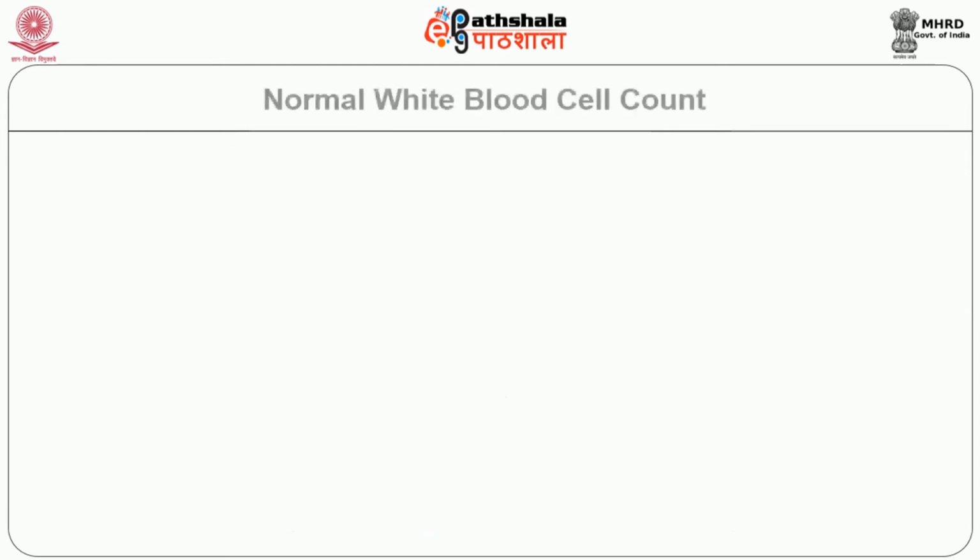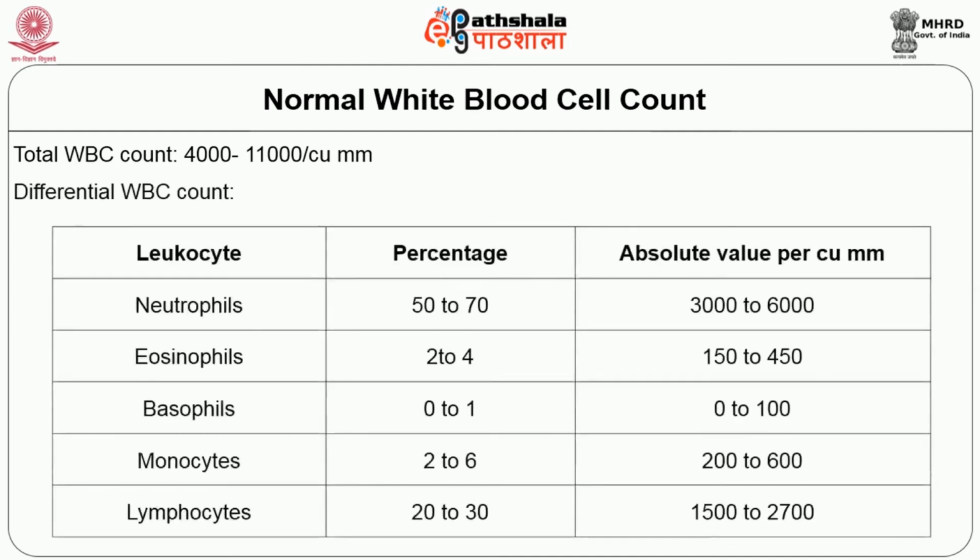Now, what is the normal white blood cell count? The total WBC count is 4,000 to 11,000 per cubic millimeter of blood. And the differential WBC count is clearly given in table 1. Now, you can see the values of the different types of WBCs, that is the neutrophils, the basophils, the eosinophils, the lymphocytes, etc. So from the values you actually know which one is larger in number.